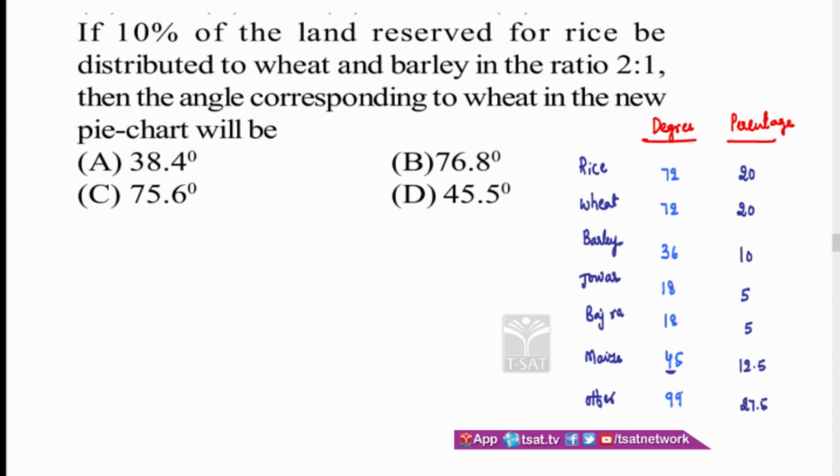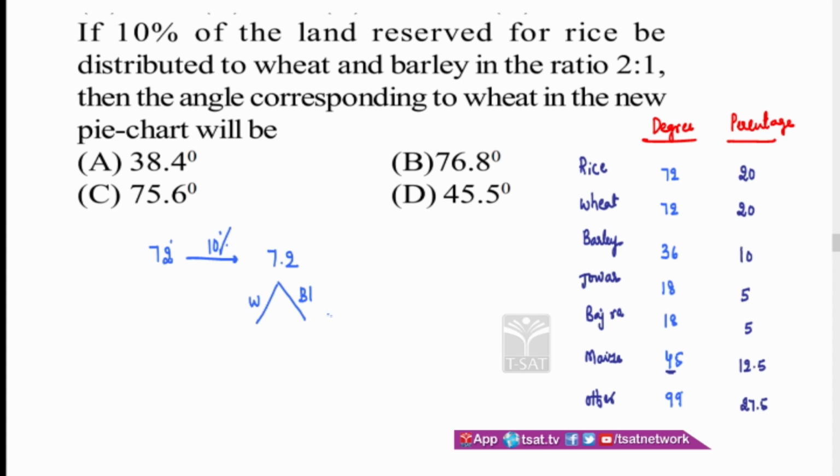Look at this question. 10% of the land reserved for rice be distributed to wheat and barley in the ratio 2:1. So, you are giving actually 10% of the land reserved for rice to both wheat and barley in the ratio 2:1. Then the angle corresponding to wheat in the new pie chart will be. So, actually angle corresponding to rice is how much? 72 degrees here. Rice is 72 degrees. Out of which 10% of 72 is actually 7.2. Out of this 7.2 you are distributing it to wheat and the other one is barley.